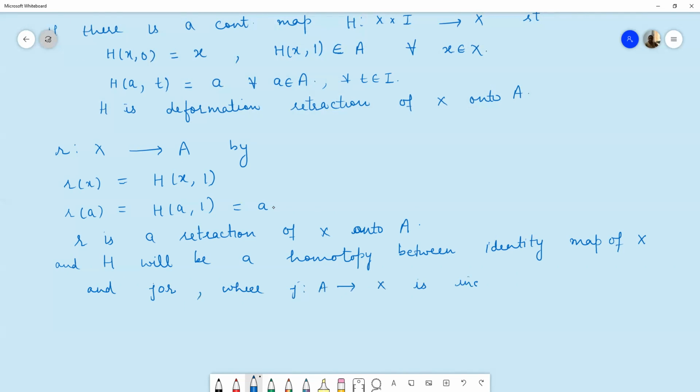So basically we can say that a subspace A of space X is called a deformation retract if we can find a mapping capital H from X cross I to X such that H(x,0) is x and H(x,1) is in A, and H(a,t) is equal to a for every a in A. And basically this H will be a homotopy between the identity mapping of X and the mapping J circle R, where J is the inclusion map and R is the retraction map defined like this: R(x) is equal to H(x,1).